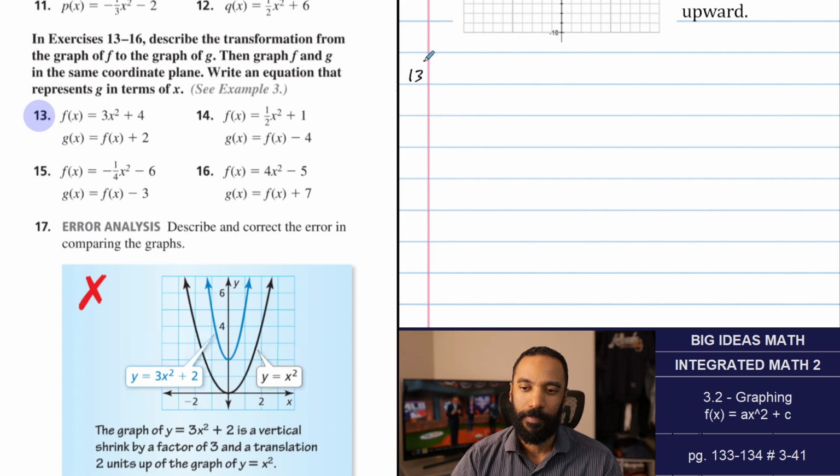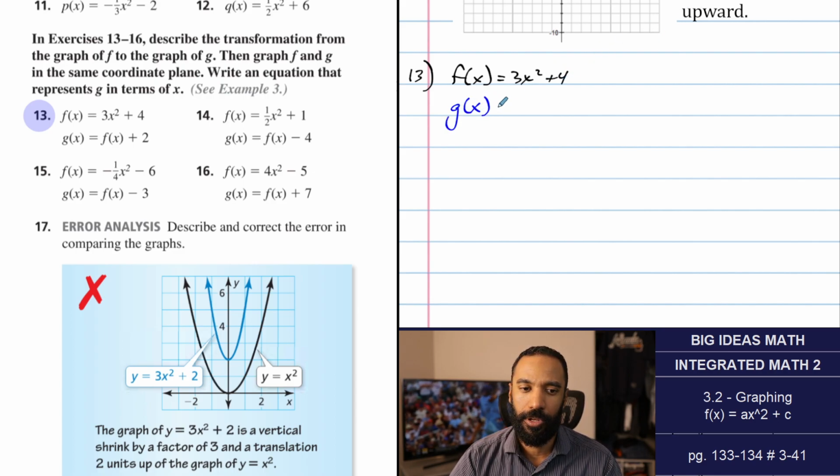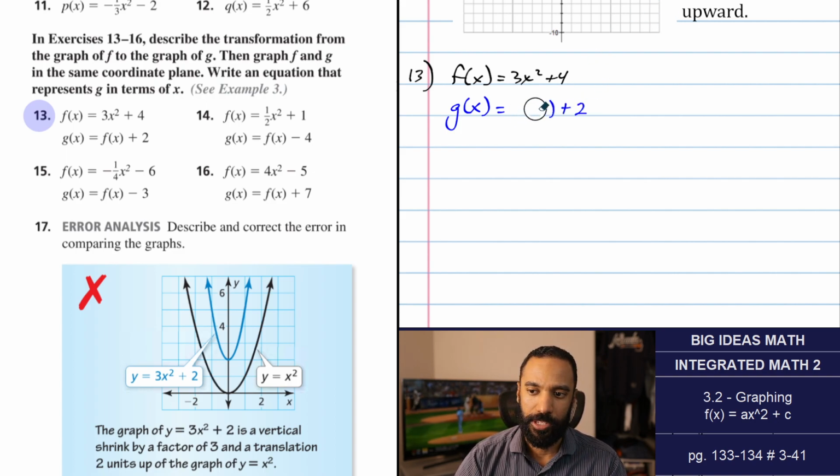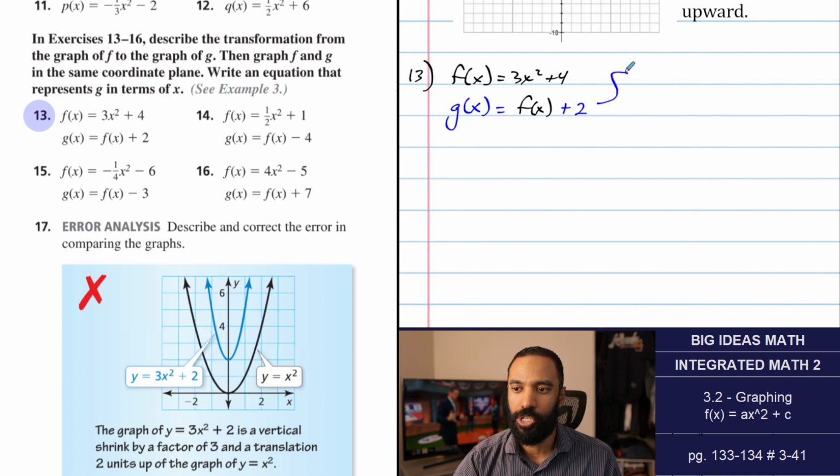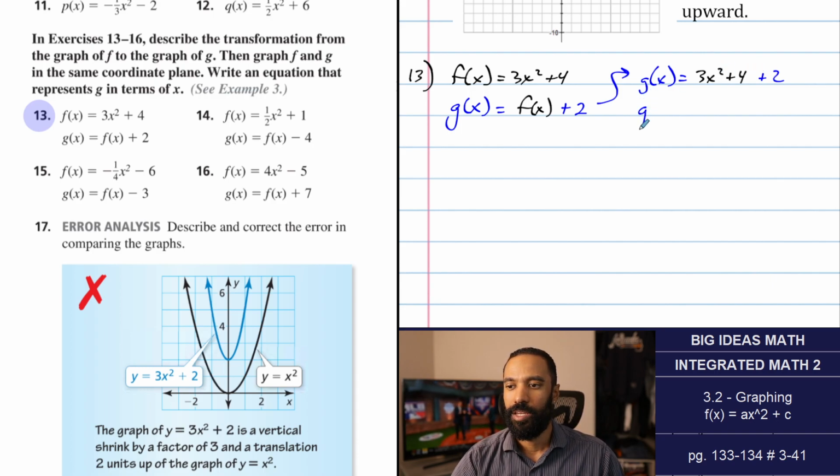Number 13, we have, and I'll write them as different colors, f of x equals 3x squared plus 4. And then g of x, in blue, equals f of x plus 2. I'll make f of x black to begin with to kind of remind you of what we're actually doing. g of x takes the f of x thing and makes it plus 2. So g of x, with that f of x plus 2, f of x is 3x squared plus 4. We're going to take 3x squared plus 4 and add 2 to it. So 3x squared plus 4 plus 2, 4 plus 2 is 6. You get 3x squared plus 6.